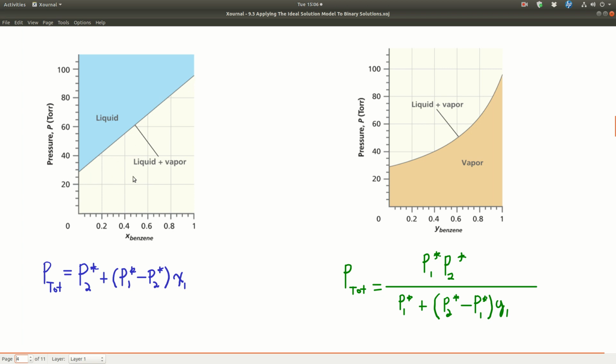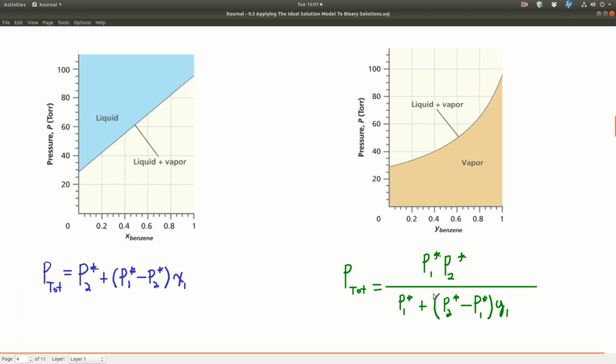Okay, it's down here beneath this line. It doesn't make any sense. There's no solutions that make sense, so we just ignore it. But this is basically the equation of a straight line, y equals mx plus b, right? So if we plot the total pressure versus the mole fraction of one component in the liquid phase, we get a straight line with the slope here, y-intercept there, and that's what this shows right here.